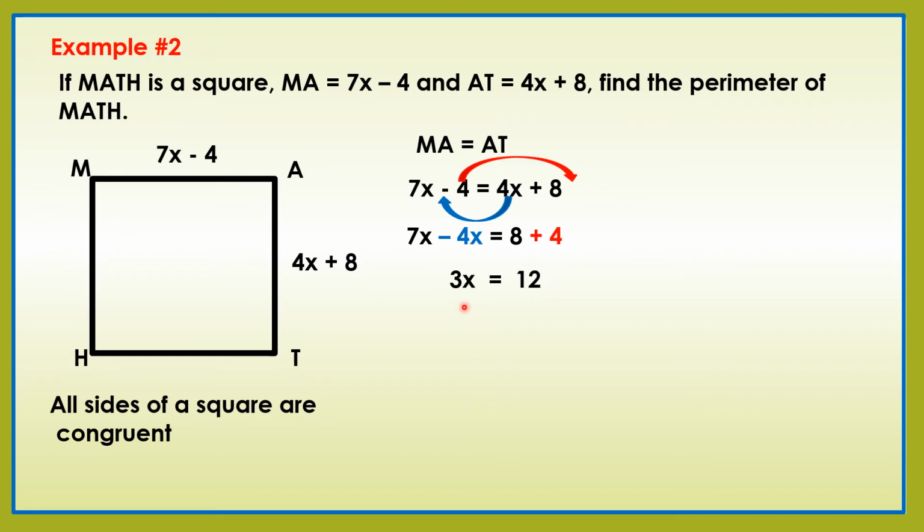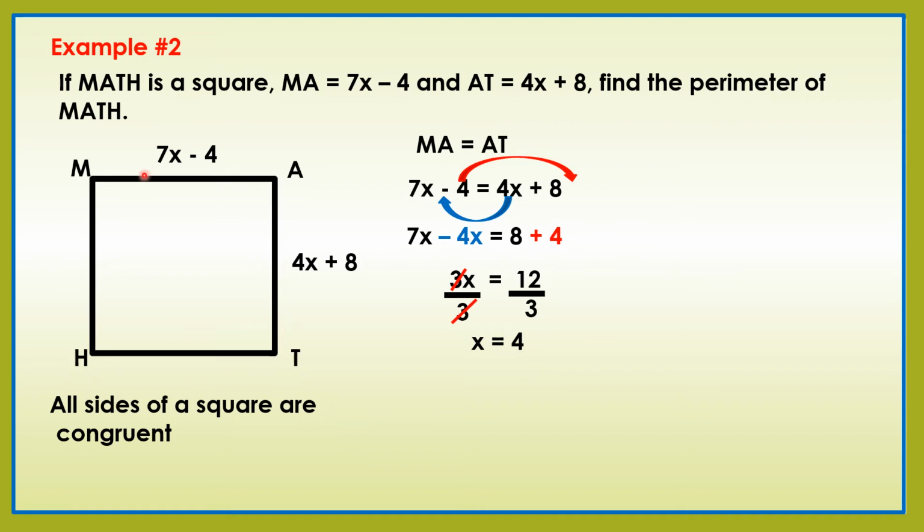So, para ma-solve natin si x, kailangan nating mag-divide both sides by 3 to cancel out 3. So, matitira na lang sa left side ay x. And then, 12 divided by 3, that is 4. So, ang value ng x natin ay 4. So, since meron na tayong value ng x, which is 4, pwede na tayong mag-substitute sa MA or sa AT. So, kahit kanino sa kanilang dalawa, pwede nating gamitin.